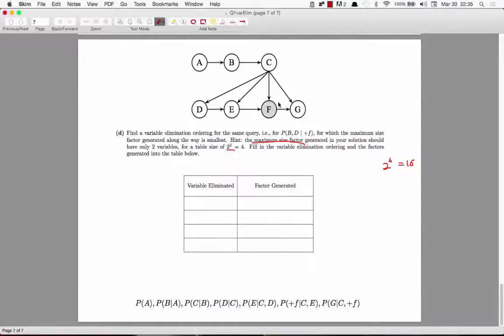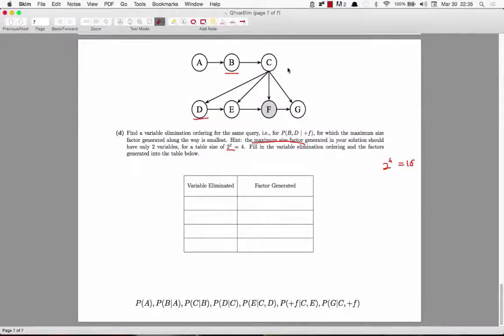Okay, so what's the query in this case? The query is p of b comma d given plus f. So what are the query variables? b is a query variable, and similarly d is a query variable. Now notice the variable c. It is connected to b, it is connected to d. We'll never eliminate these two because these are query variables.